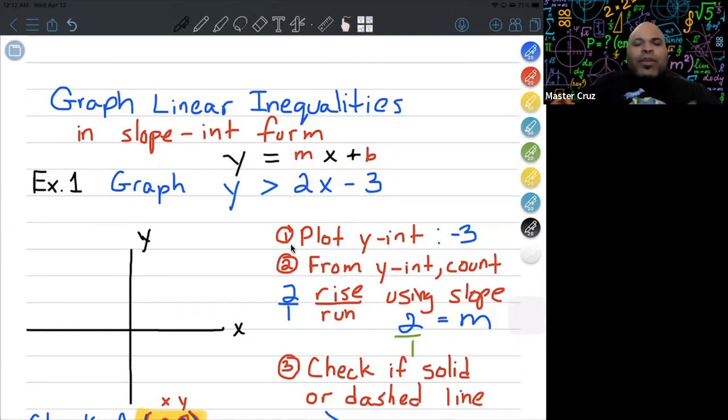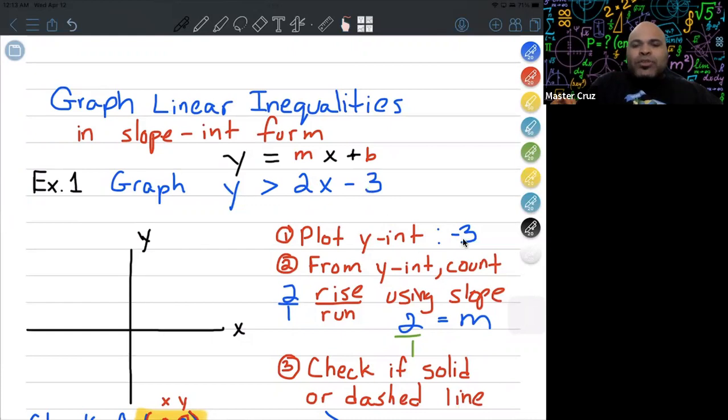So here we go. The way that we plot this is just like graphing linear equations. This is why it's so important that you know how to graph linear equations first. You've got to plot the y-intercept. Well, the y-intercept is the number by itself, the one without the x.